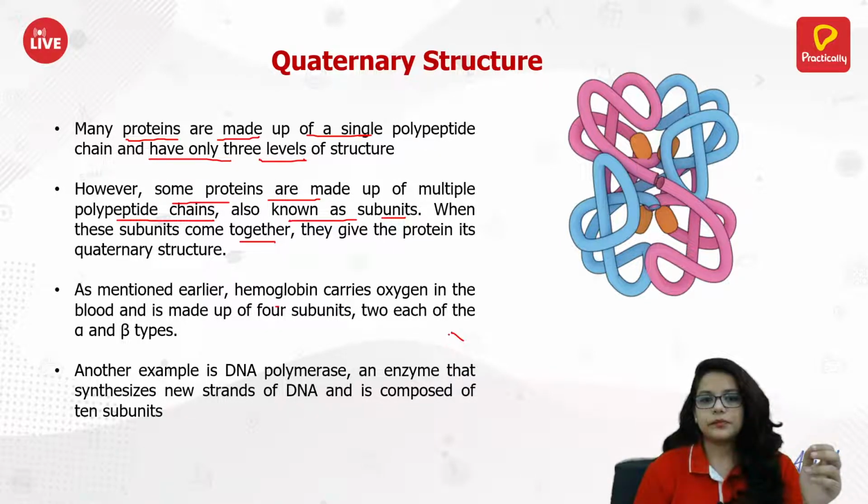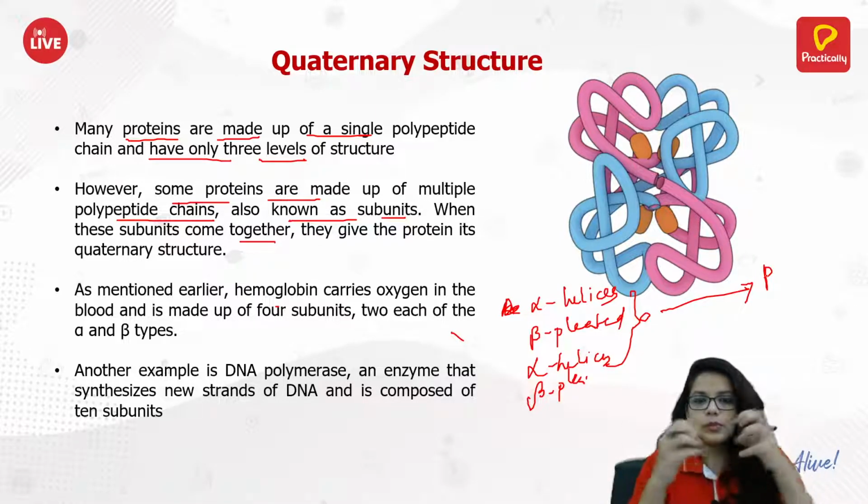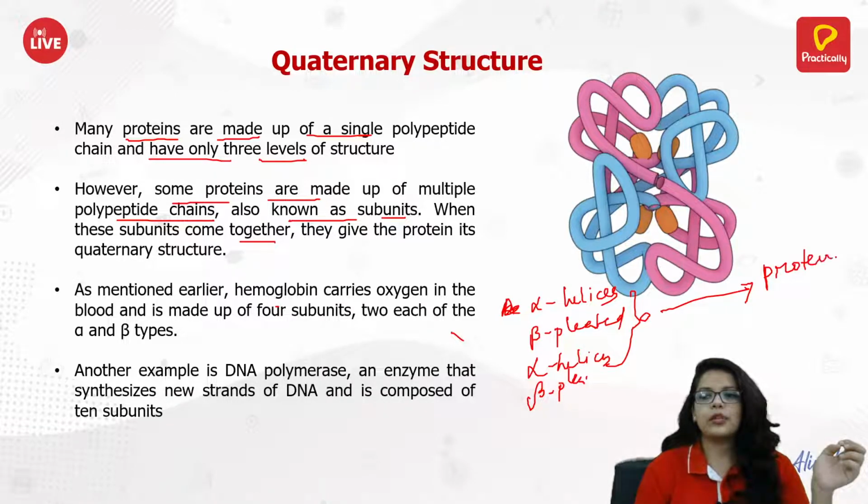Suppose there is one alpha helices subunit and one beta pleated subunit, another alpha helices and another beta pleat. Together they'll form a protein. These are subunits, but the subunits will come together and form the protein, such as hemoglobin. It carries oxygen in the blood and is made up of 4 subunits, 2 of alpha helices and 2 of beta pleated sheets.